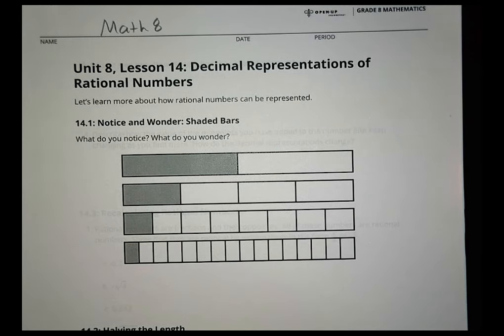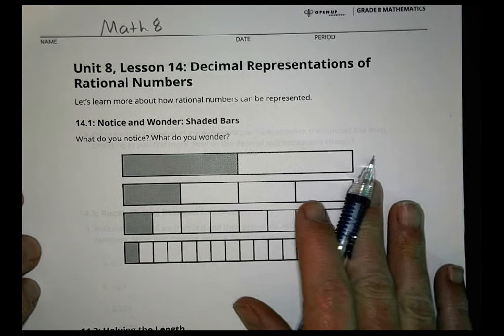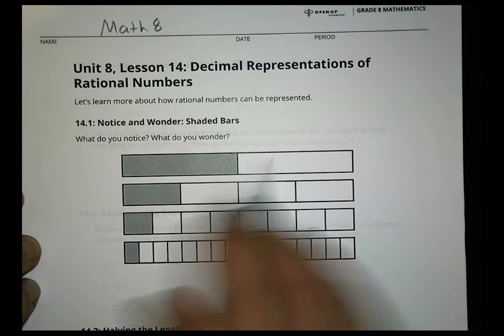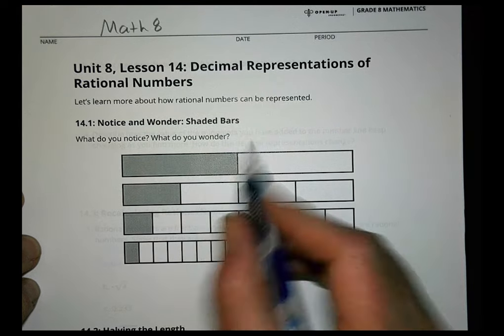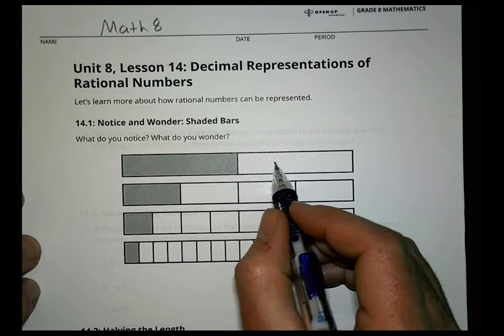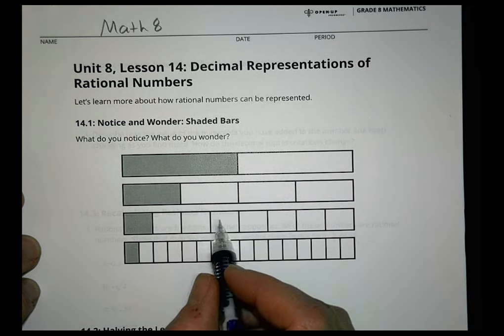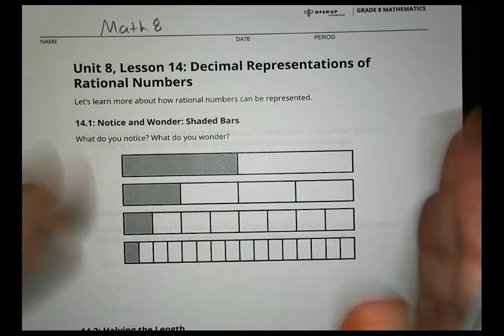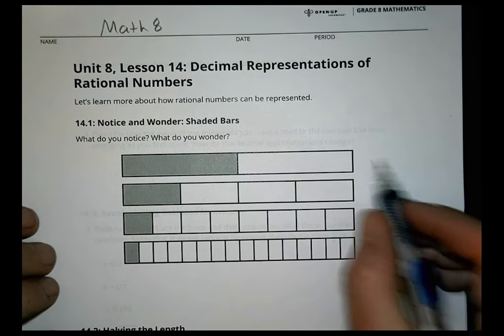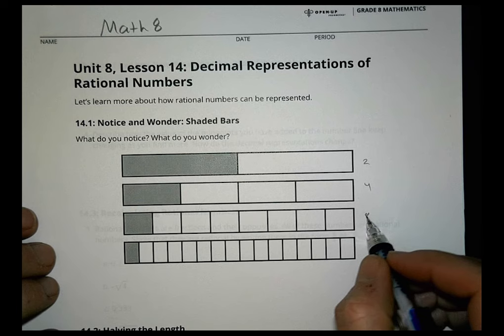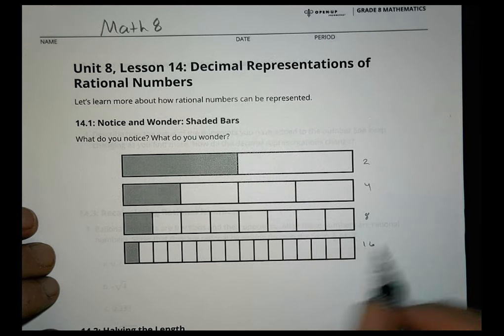So first of all, we have a notice and wonder. What do you notice? What do you wonder? I notice these are all the fraction bars. We can see that they're divided into sections quite evenly. For example, this is 2 even sections, 4 equal sections. This one is 8. Each one seems to also become double, like this has 2, this is 4, this is 8. I can guess this is probably 16.